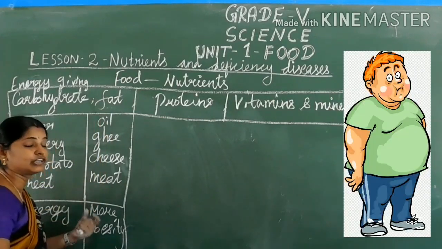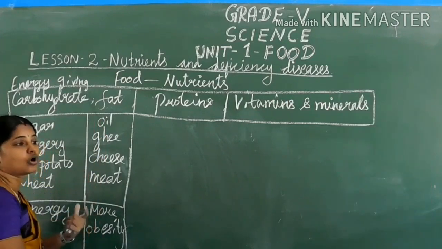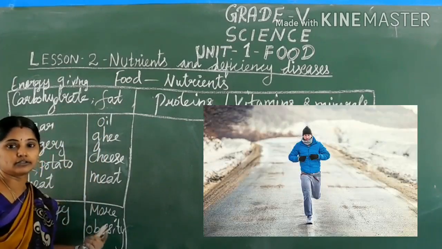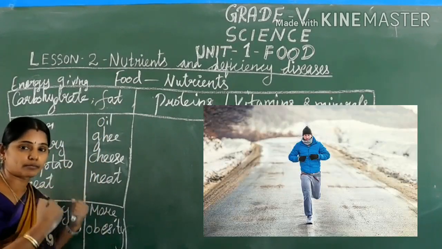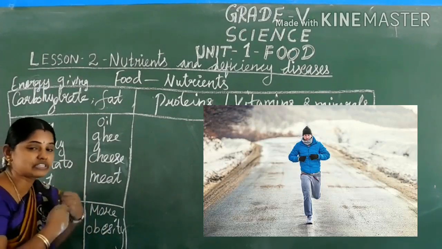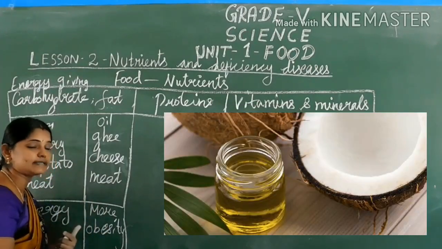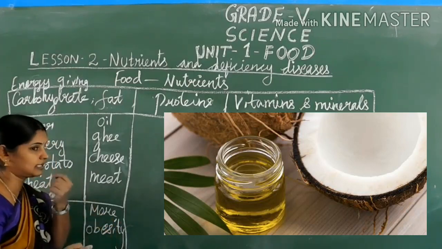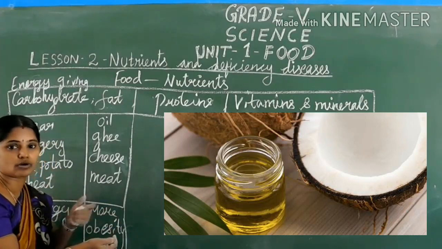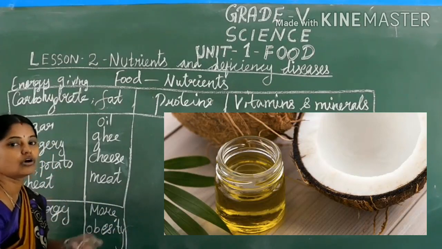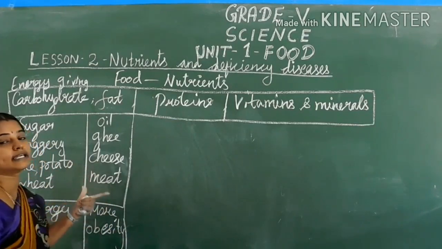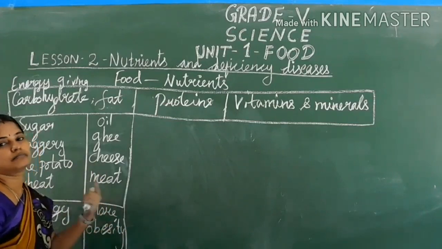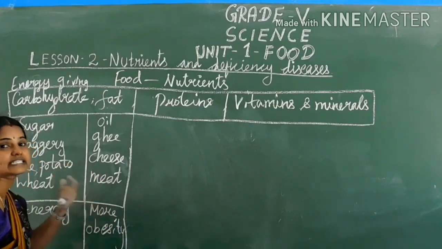Fat gives some good effects also. During the winter season and the rainy season, it keeps our body warm. It gives heat energy to our body. That's why we apply oil on our lips and on the skin, coconut oil and so on. This is the reason behind it. It keeps us at a warm temperature, so it gives heat energy to our body.